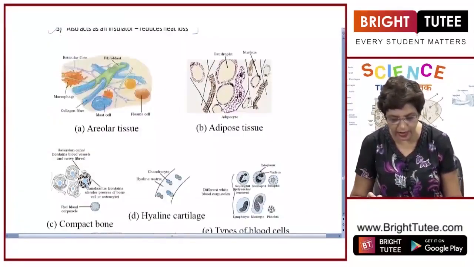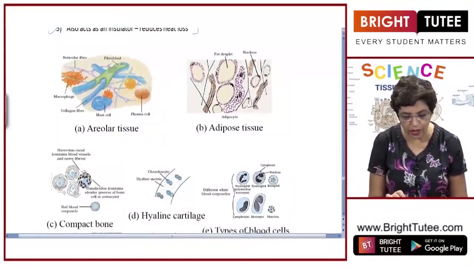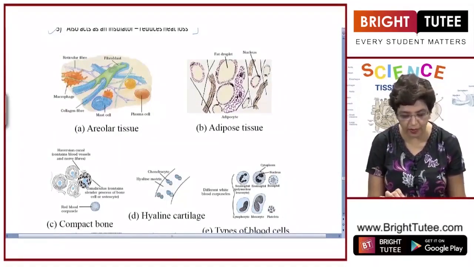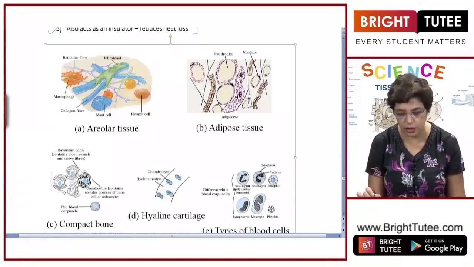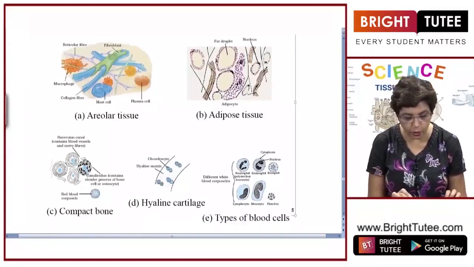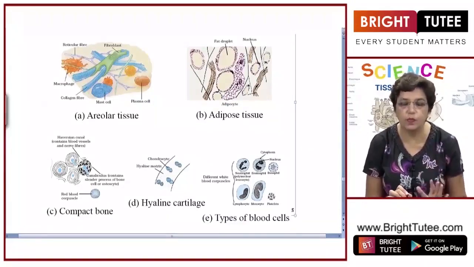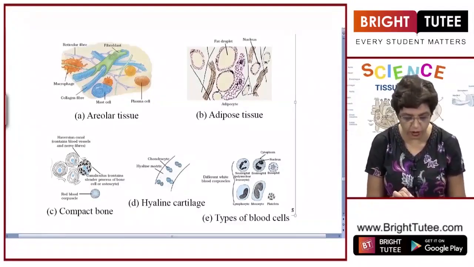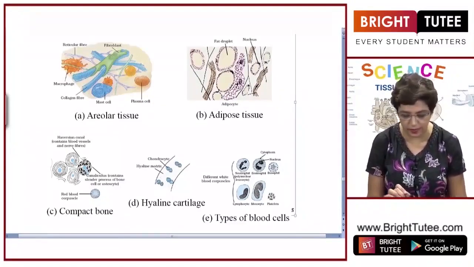Alright, look at this diagram. This is areolar tissue. Okay, so cells are widely spaced with a lot of matrix in between. Then this is adipose tissue. You can see there is a large fat droplet in the tissue, with nucleus, and the matrix is also there. This is compact bone. You can see hard matrix cells with matrix made up of salts of calcium and phosphorus. But the bones are porous. Although they are hard, they are strong, but they are porous.